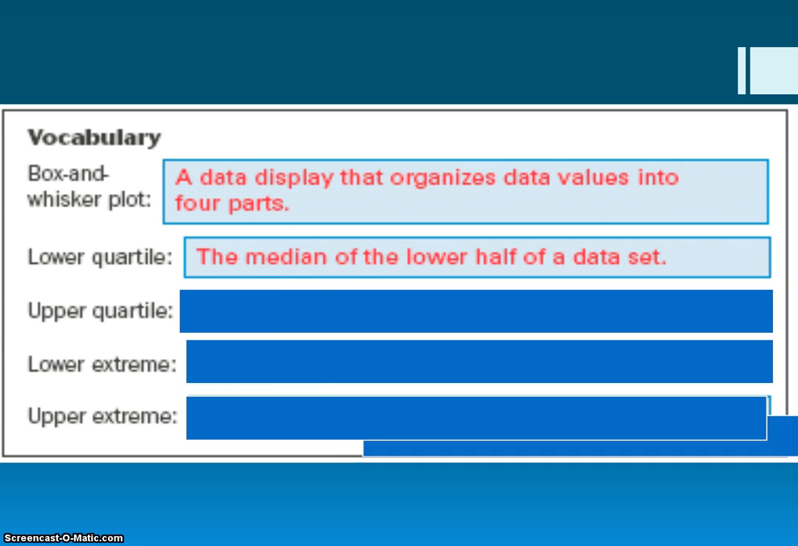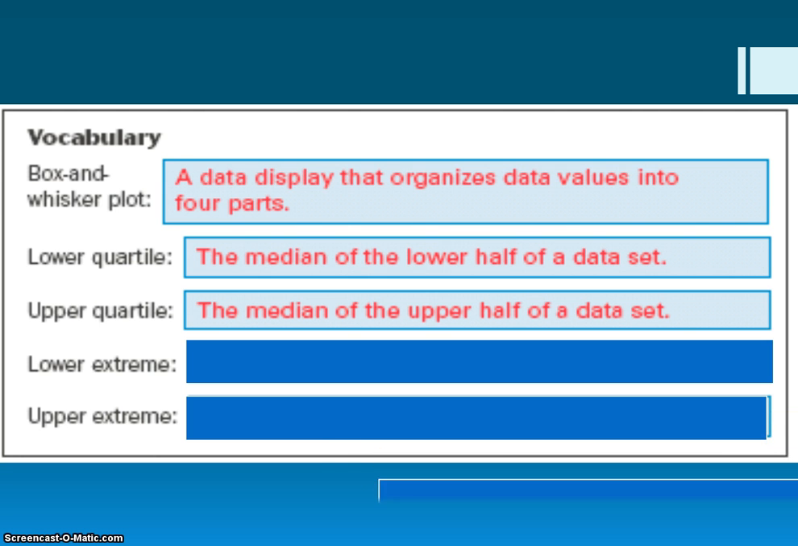Lower quartile is the median of the lower half of a data set. The median is the middle, so when you put it from least to greatest, it's the middle of the lower half of a data set. Upper quartile is the median, or the middle, of the upper half of a data set.